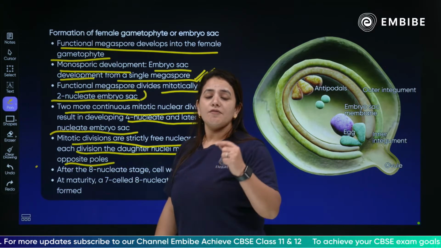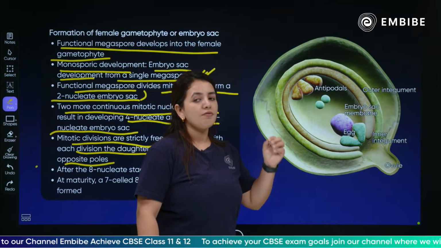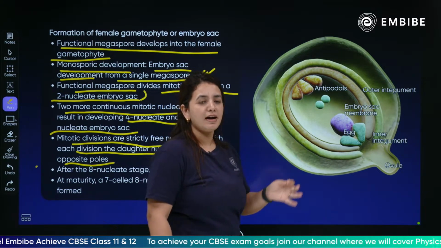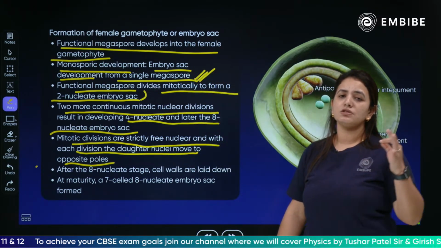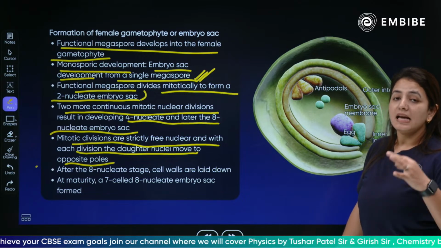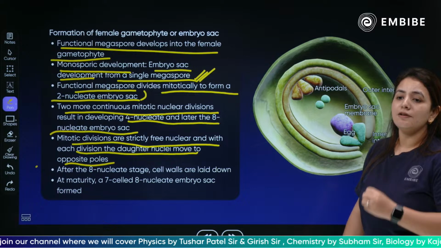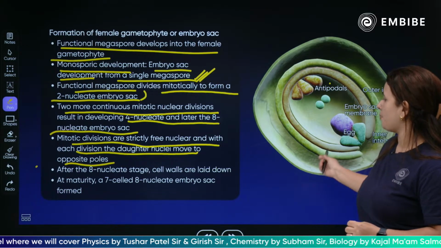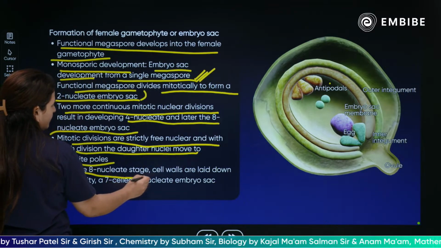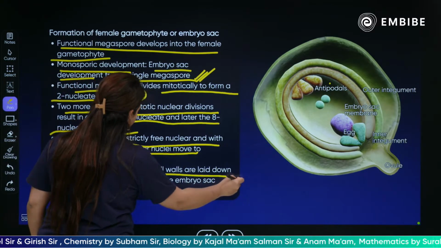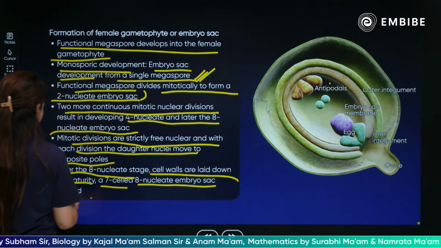When the megaspore is continuously dividing, the functional megaspore is continuously undergoing the process of mitosis. Every time there is a nuclear division, it is a free nuclear division, and the nuclei move to the opposite poles. Then after the 8 nucleate stage, the cell wall will appear. At maturity, a 7-celled and 8 nucleate embryo sac will be formed.